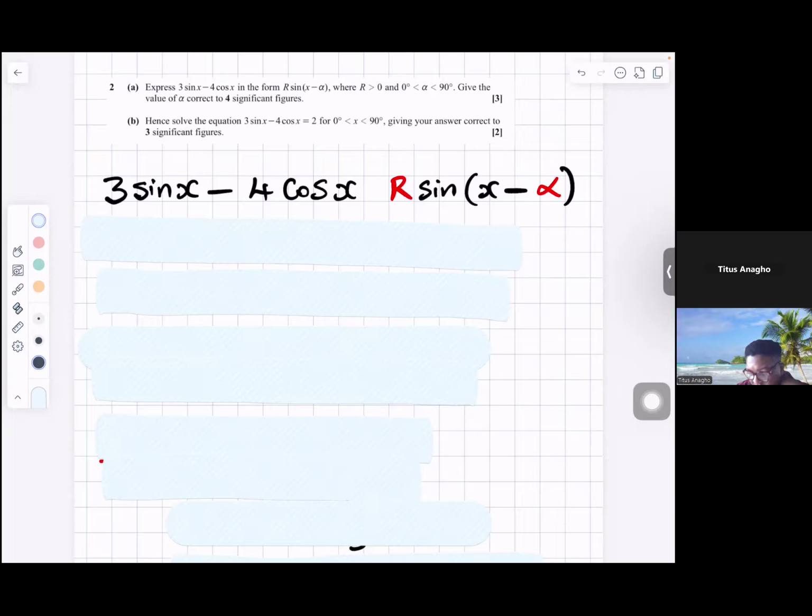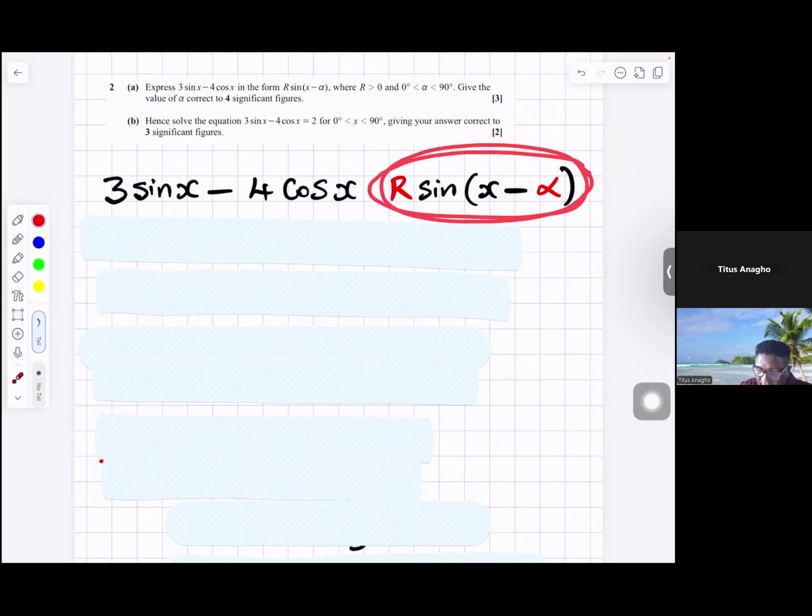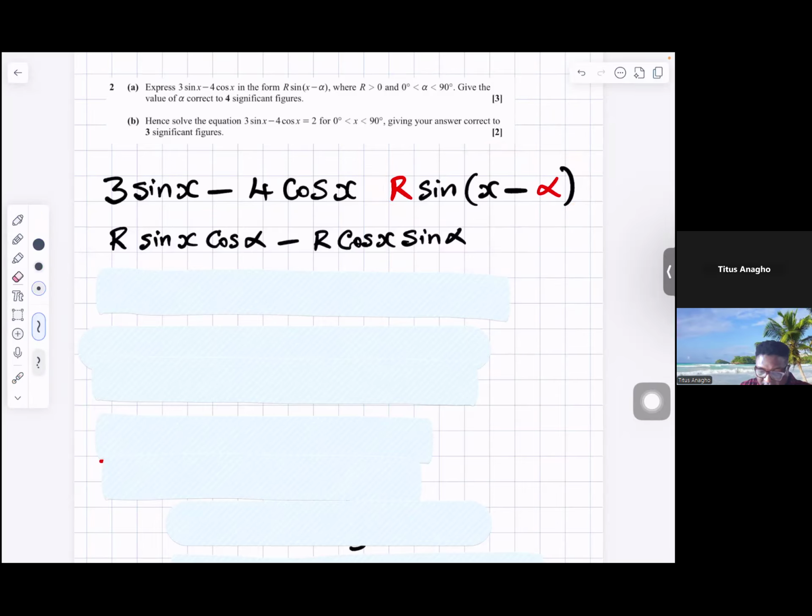So what we can do is use the compound angle formula. Using the compound angle formula, we would expand this r sine (x minus alpha). When we expand r sine (x minus alpha), we get r sine x cos alpha minus r cos x sine alpha. That's the first thing you do.